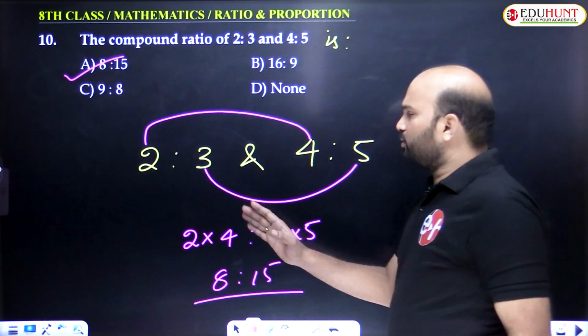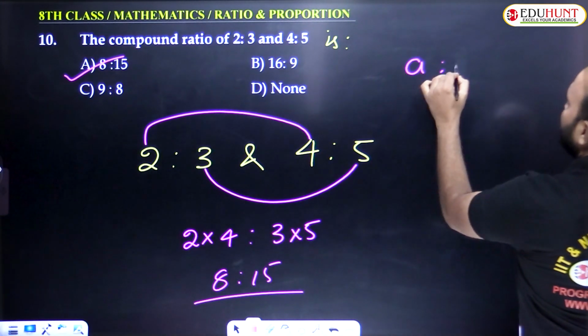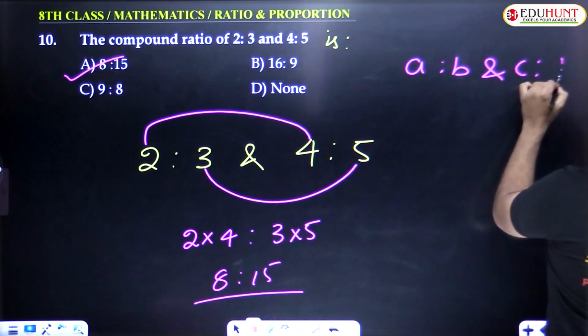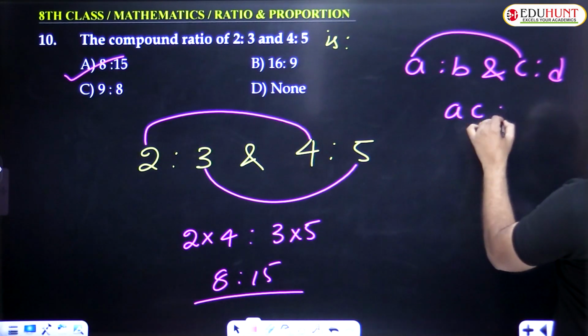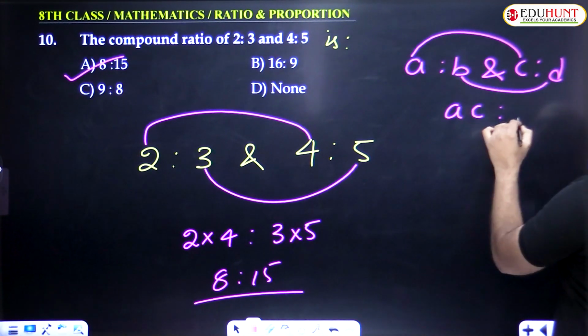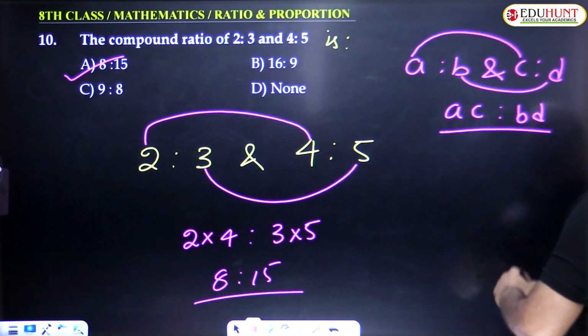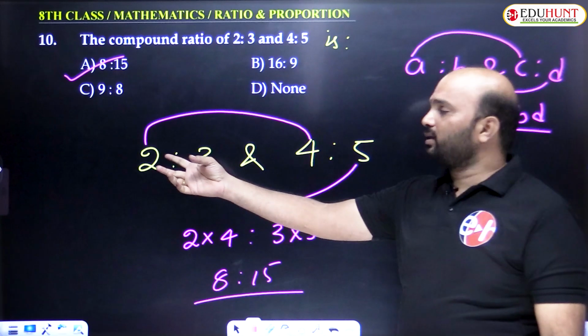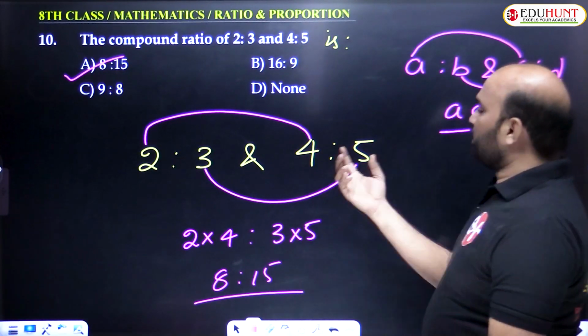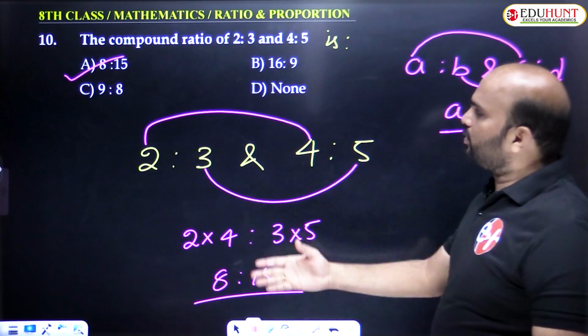For the compound ratio of A:B and C:D, AC, the product of antecedents, is to BD, the product of consequents. What is the formula? AC is to BD. Here AC is 2 into 4, BD is 3 into 5. 8:15, option A is the right answer.